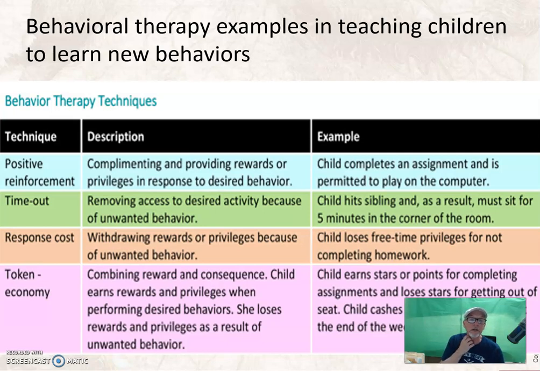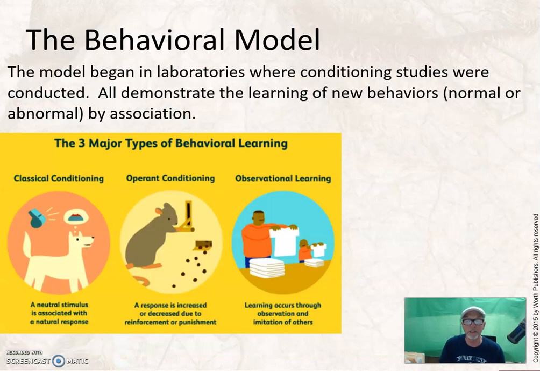So behavioral therapists would teach parents how to use positive reinforcement appropriately, how to do timeout, response cost, which is withholding rewards or privileges because of unwanted behavior, and to set up token economies where you're combining rewards and consequences, so the child earns rewards and privileges when performing desired behaviors, and they lose the rewards and privileges as a result of unwanted behavior. Very typical behavioral therapy based in learning.